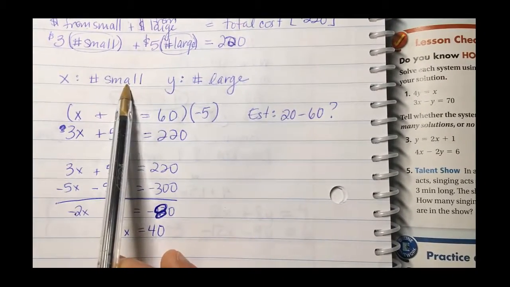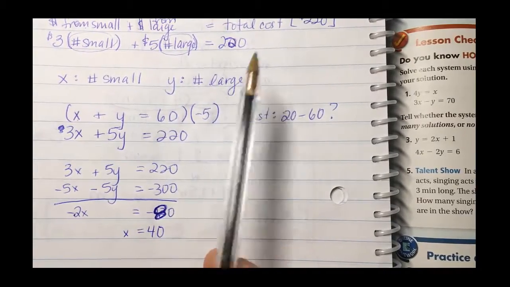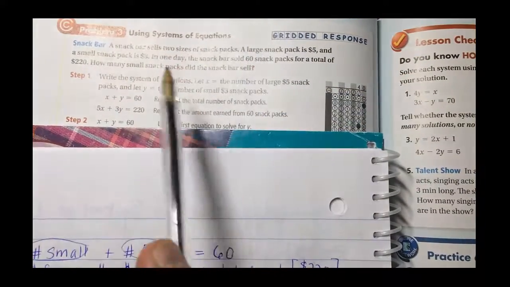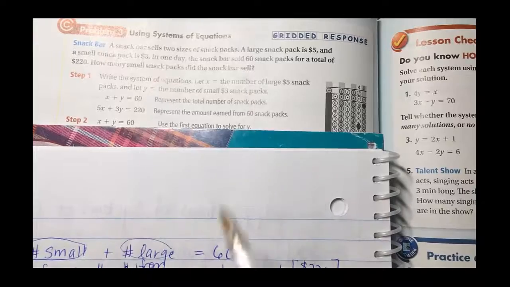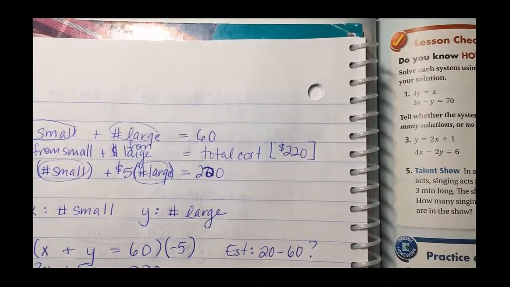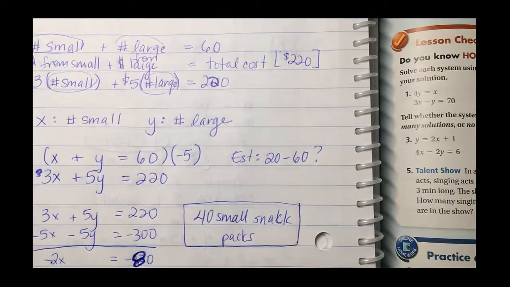What did x stand for? X was the number of smalls. So now, to solve the whole problem, I'd have to go back and find the number of large, but something I notice is it says how many small snack packs. So I really already finished this problem, and I would say 40 small snack packs. And that's within my range of reasonability.